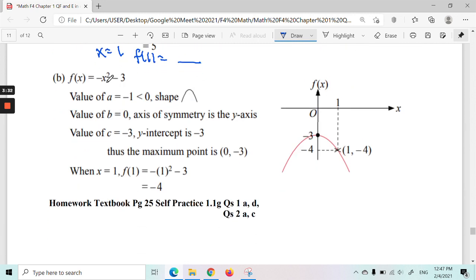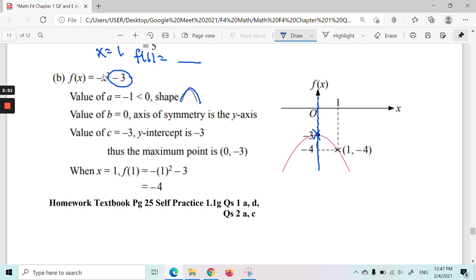So look at question B. This one is also the same. a is -1, meaning less than 0, an n shape like this. And then b is 0, meaning the axis of symmetry is at the y-axis there. And then c is -3, meaning this is the y-intercept. So it looks like this.